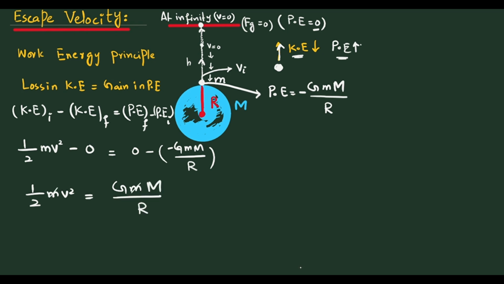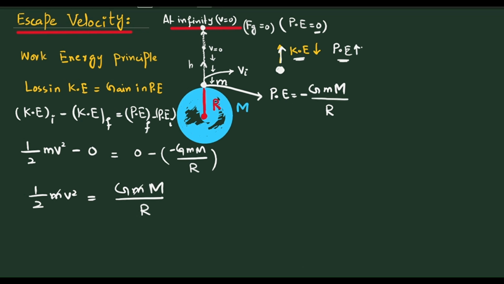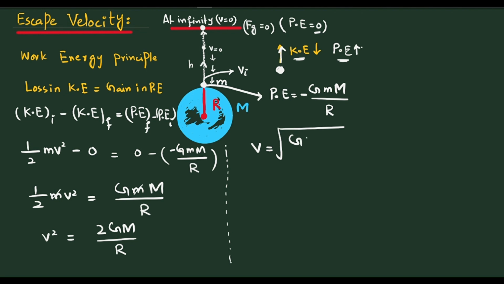This small m and this small m will be cancelled out. Then on the left side, v square is equal to 2 capital G capital M divided by capital R. If we take the square root on both sides, then our velocity, the escape velocity, will become the square root of 2 capital G capital M divided by capital R.